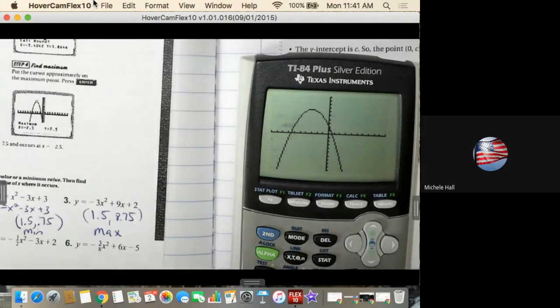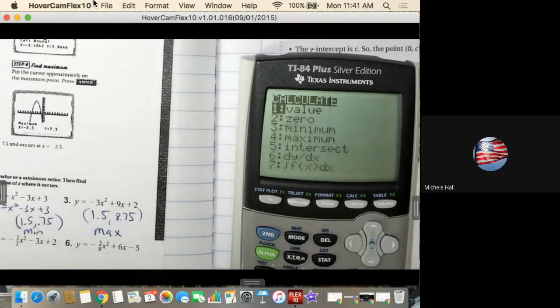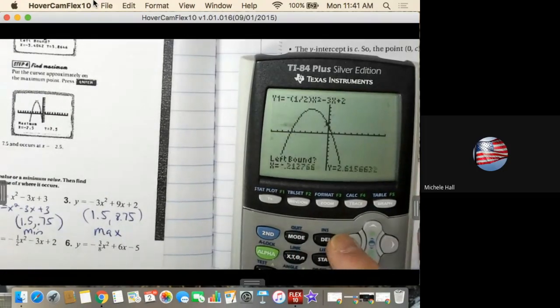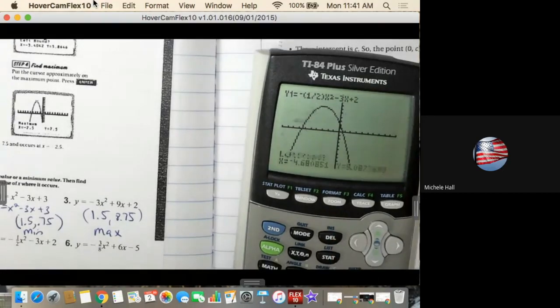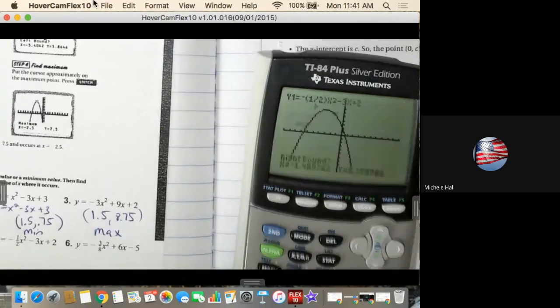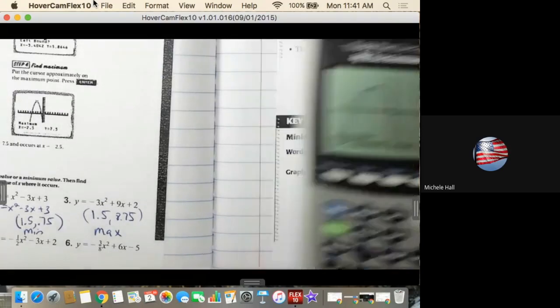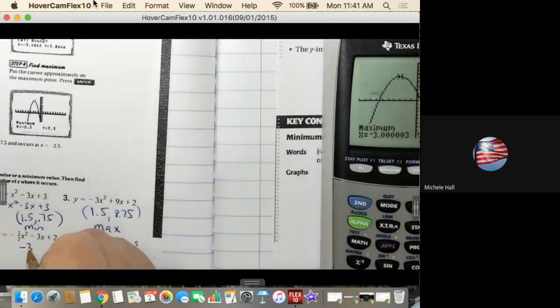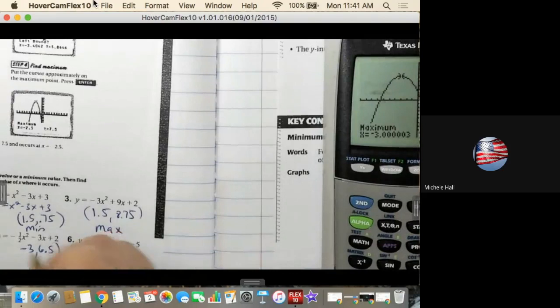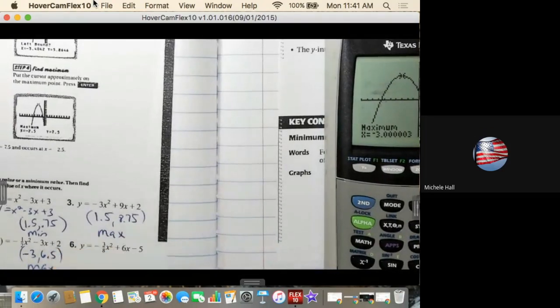And then you're calculating a max or a min. Maximum again, number 4. Left bound. Enter. Right bound. Enter. That's my guess. So -3, 6.5. And that is a max, or a maximum.